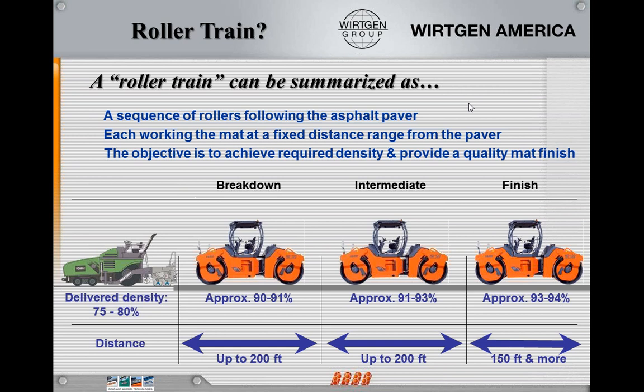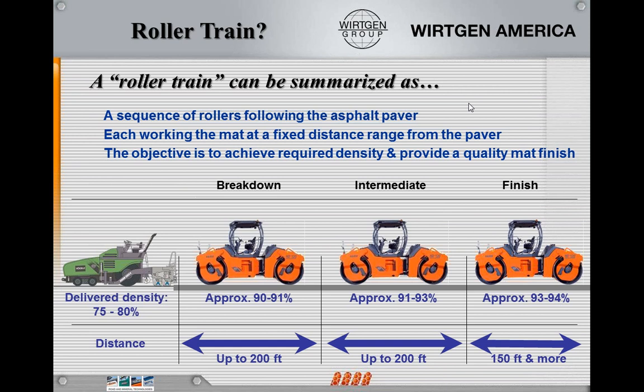So typically behind a screed, we're going to see maybe a max of 80% of a conventional screed. The other thing I highly recommend is making sure that everybody uses the vibrators on the screed, because that's free density. That's free compaction. Even if it's 1%, it's 1% less that we have to worry about in the roller train to try to achieve what we're looking for.